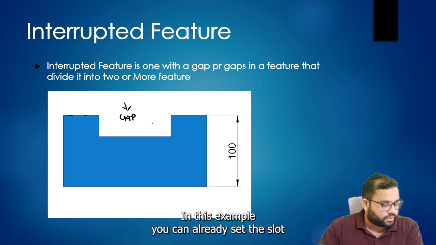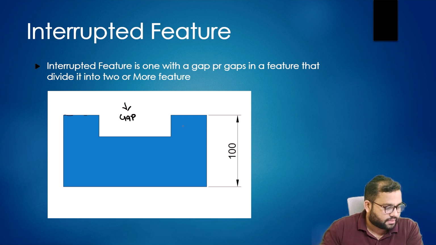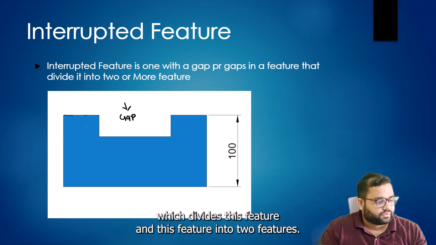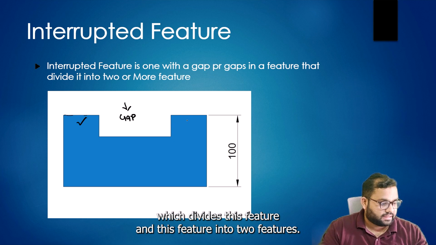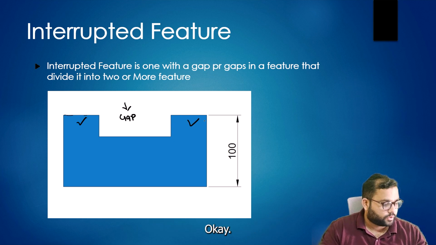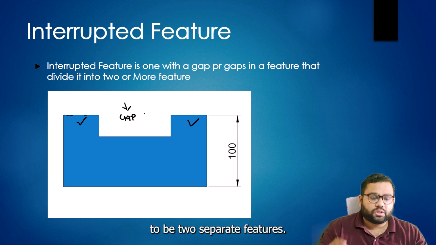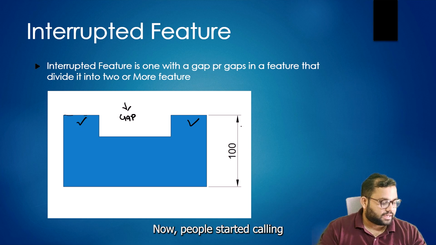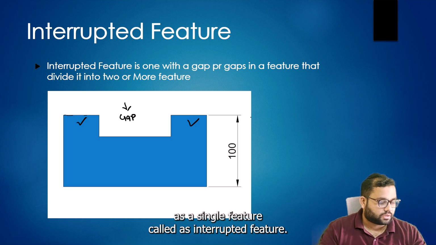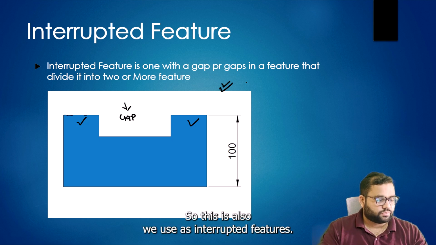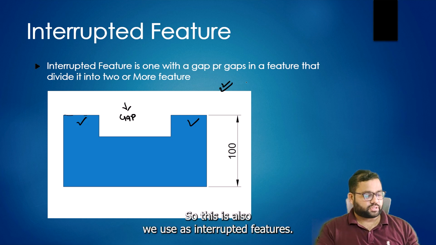In this example we have a slot, which divides this feature and this feature into two features. Most often these two features are considered to be two separate features. Now people have started calling them a single feature, called an interrupted feature. So this is also how we use interrupted features.